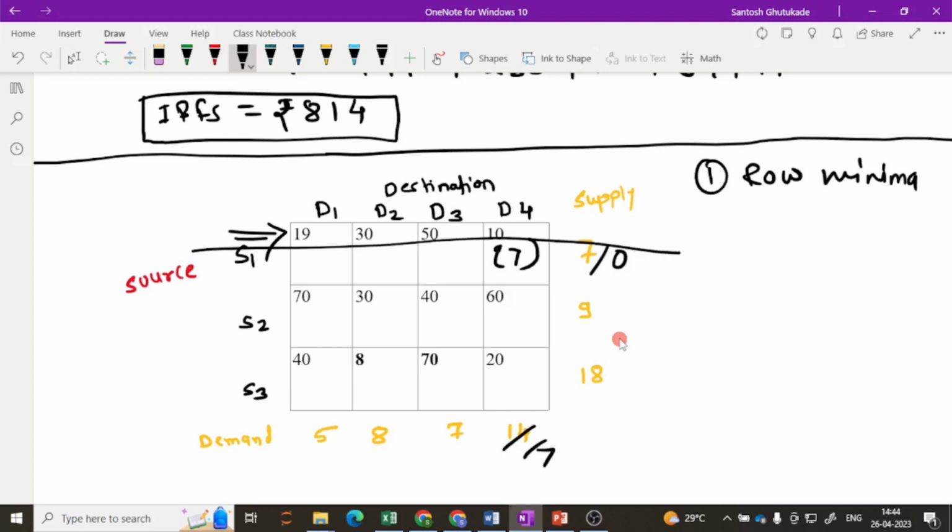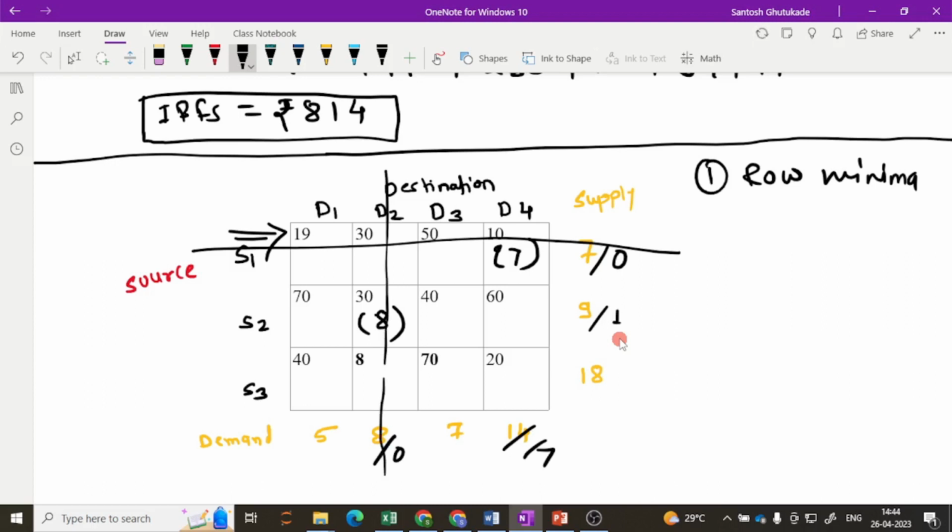Then coming to the next row. In the next row, the minimum value is 30. So we will give the allocation here. So 9 is the supply, 8 is the demand. So we can give a maximum of 8. So this can fulfill the demand, and 1 is the supply remaining. So this column becomes 0, so we will cross the column, but the row remains as it is.